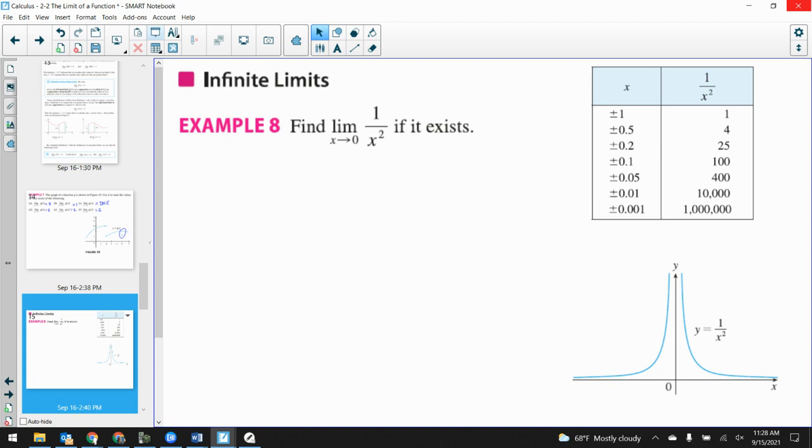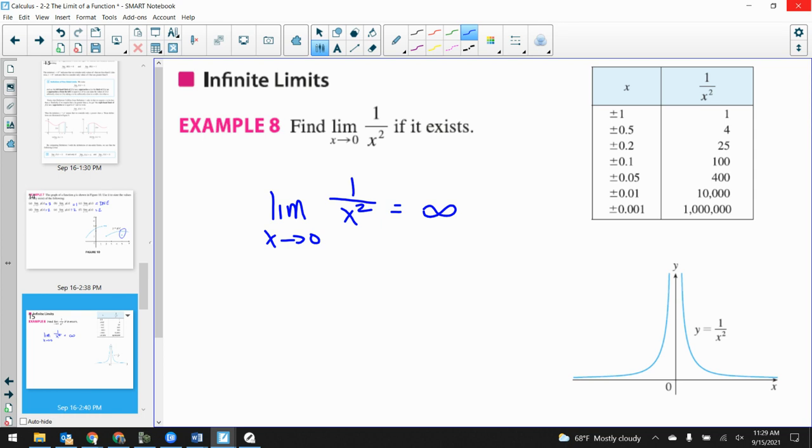This is what's called an infinite limit. We say that the limit as x goes to 0 of 1 over x squared is positive infinity. And yes, you have to be specific when you say positive infinity or negative infinity. Take a look at the graph. You see how it goes up? Then the limit goes to positive infinity. If that had been flipped downward, then you would say the limit goes to negative infinity.